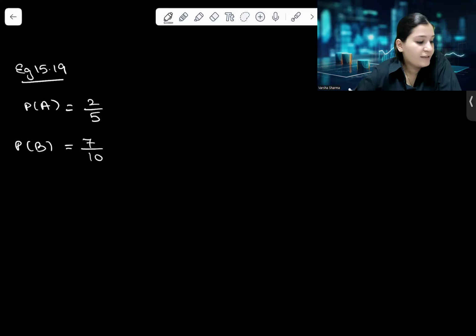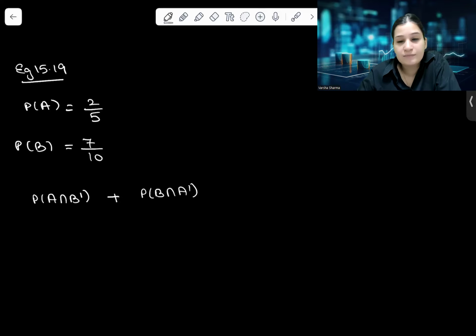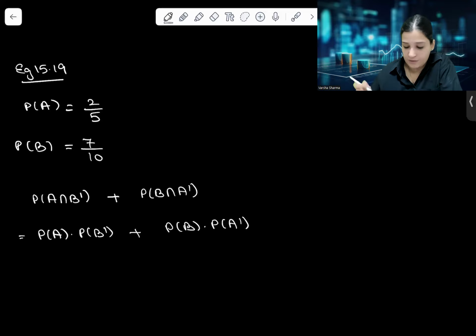Probability that only one event occurs. That means A occurs, B does not occur, or B occurs, A does not occur. Do you agree? Instead of intersection, we can directly write multiplication. Probability of A into B complement, plus probability of B into A complement. You could have also done A minus intersection.